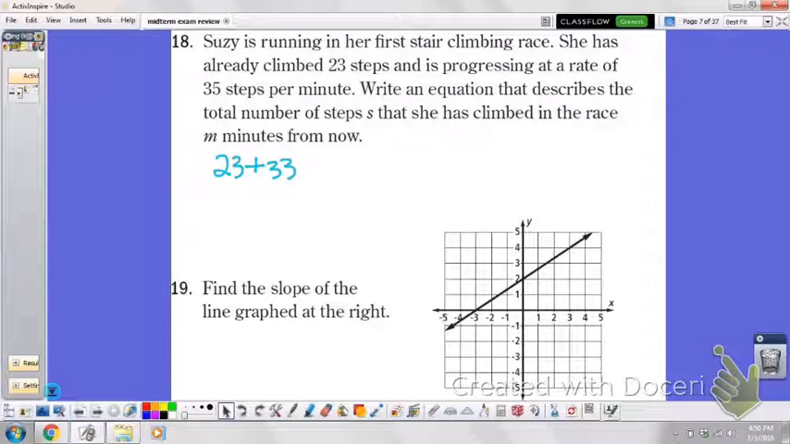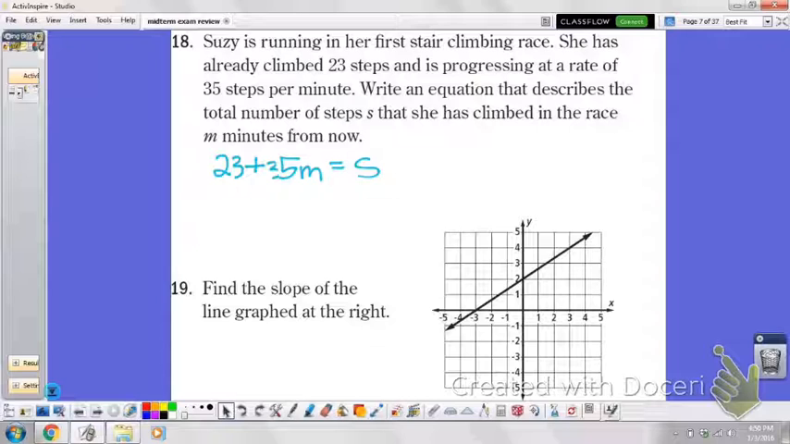So I can take 35. I wrote 33. So 35 times the number of minutes, so m, and that'll be equal to s. So my equation is 23 plus 35m is equal to s.